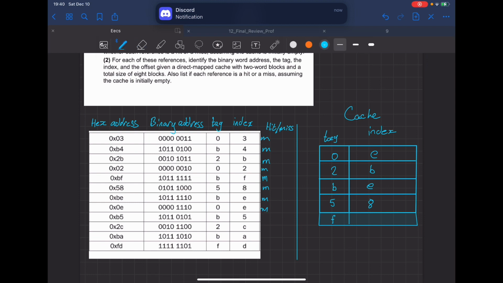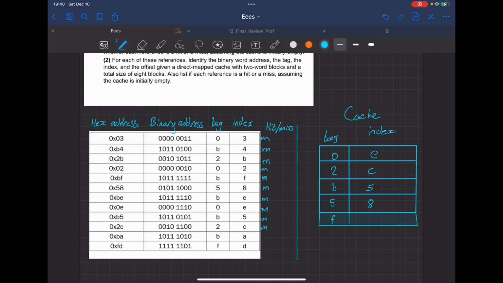Now we have B again. B, current index is 5, which does not match the previous tag of E, so therefore we're going to erase it and write 5. Miss. Now we have the tag 2. It has something there, but it's not C, it's B, so we're going to erase the previous one, write right over it, and it's a miss again.